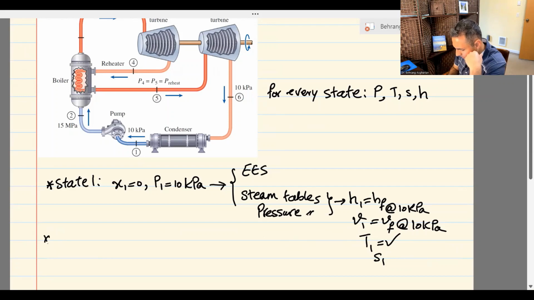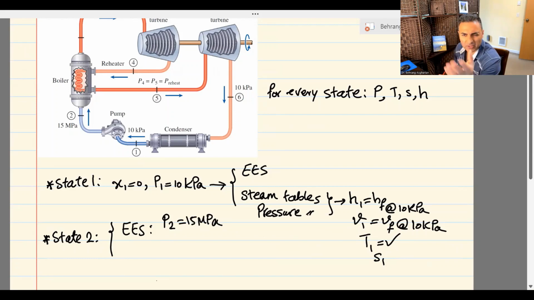Now, for state 2, there are 2 ways to find state 2, basically. The information that I have, if you want to do it by EES, is that you need 2 pieces of information. Well, P2 is given. P2 was given to us as 15 megapascal, right? So I have the value. You just have to be careful with the units, because the first one was 10 kPa, and this one is 15 megapascal, which means 15,000 kPa. When we write the EES code, we'll take care of it.